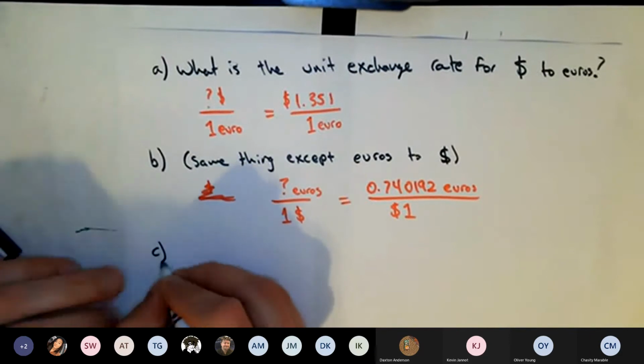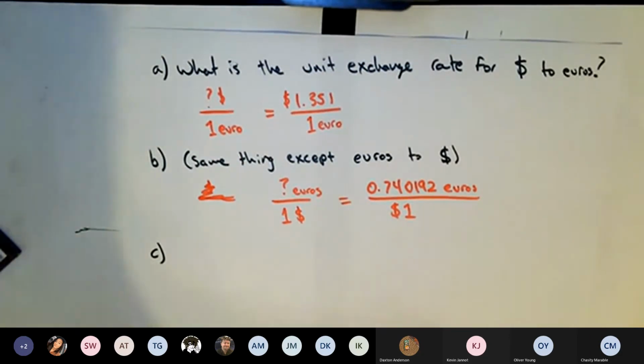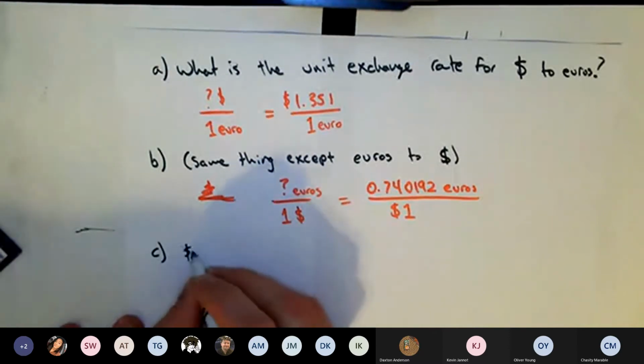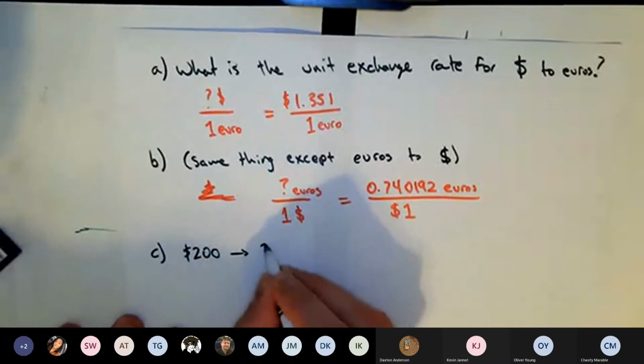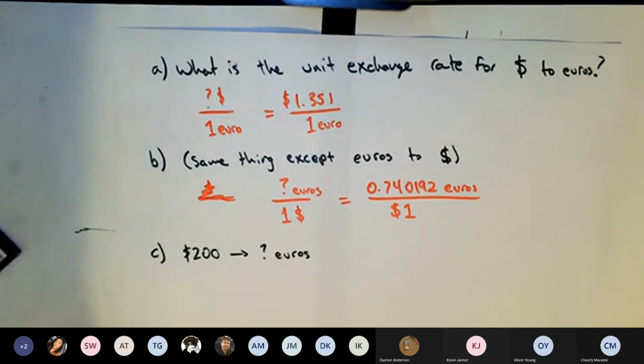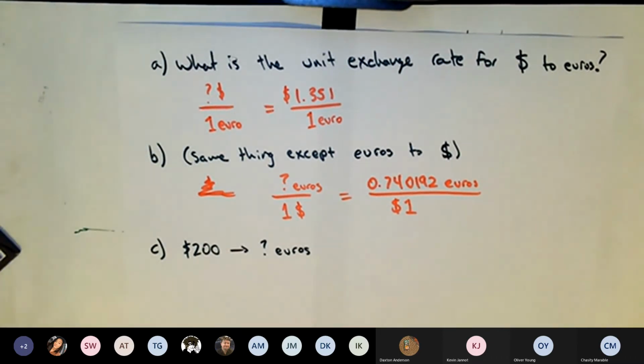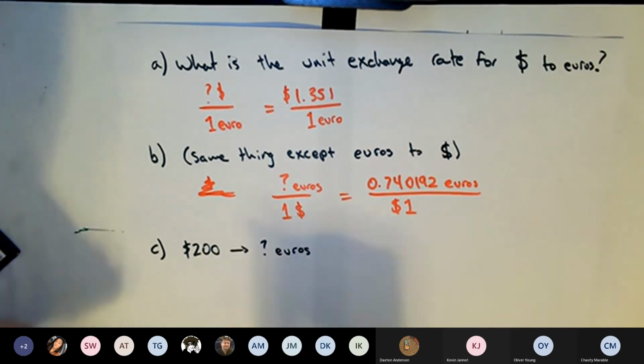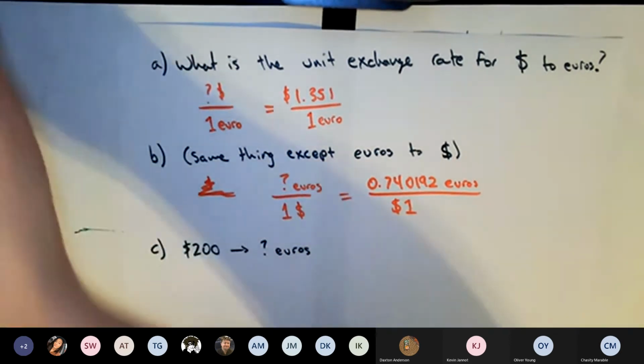Okay, so then part C says that Emma is considering taking $200 for spending money on a trip. Approximately how many euros will she have to spend? So instead of writing that all out, I'm just going to say $200 is how many euros? I sent you the picture of the whole example so you can see all these problems written out. Well, which one would we use here? We're looking for euros, right?